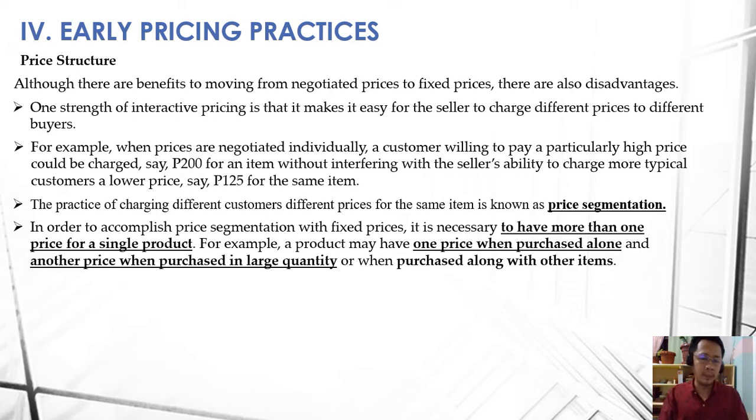The practice of charging different customers different prices for the same item is known as price segmentation. In order to accomplish price segmentation with fixed prices, it is necessary to have more than one price for a single product. How could it be possible? For example, a product may have one price when purchased alone and another price when you purchase it in a large quantity or when purchased along with other items.